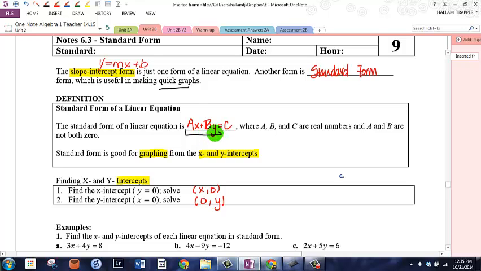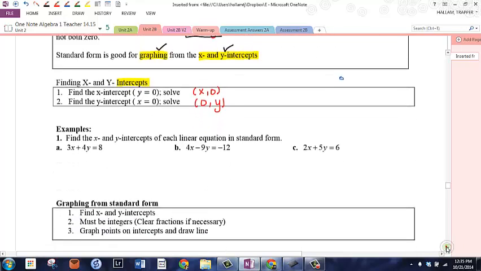So instead of solving for y, we put y and x on the same side and we solve for c. And that form is great for graphing. It's really easy because what we're going to use is graphing by the x and y-intercepts. Let's talk about that just a little bit here.